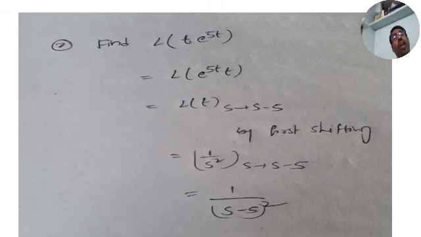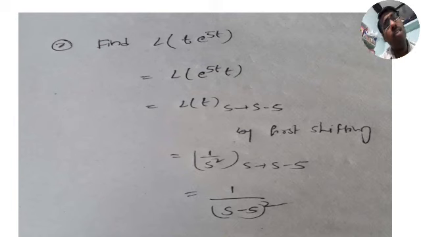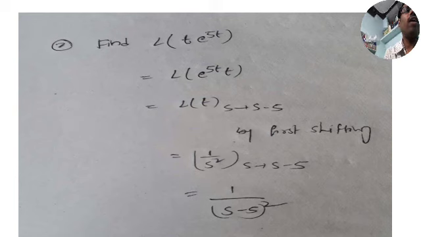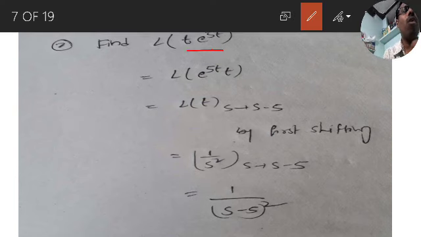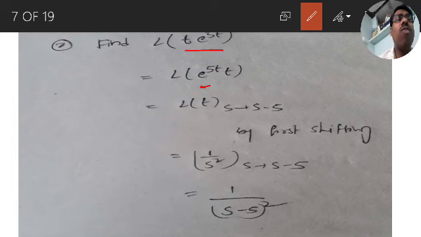Find L of t into e power of 5t. Again, I said product of two functions, but first function or second function must be exponential. It should not be only first, because a into b is equal to b into a. So that's why it is given t into e power of 5t. Now we are writing e power of 5t into t. I am writing exponential as first, so that we can apply first shifting theorem.